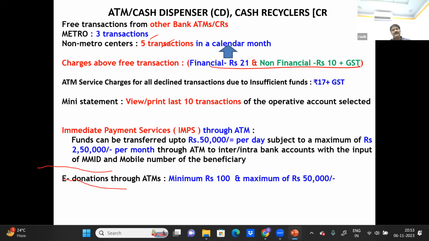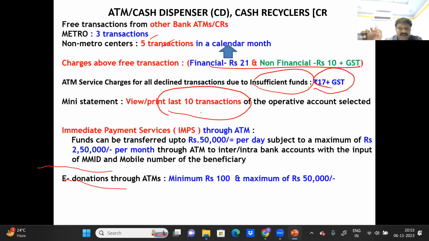Now, ATM service charge for all declined transactions due to insufficient funds. There is a change here. See, you have inserted your ATM card and your balance is not there. Your current balance is 10,000 rupees, you have asked the ATM for 15,000 rupees. The ATM will not give you 15,000. More than that, it will debit you 17 rupees plus GST in your account. So don't ever play with the ATM. It will charge 17 rupees plus GST if the balance is not there. This is the charge. Mini statement, how many transactions will appear?